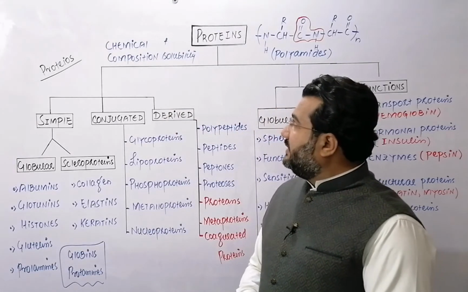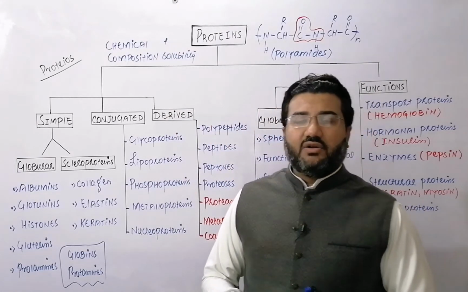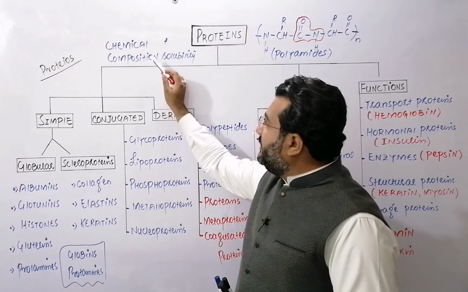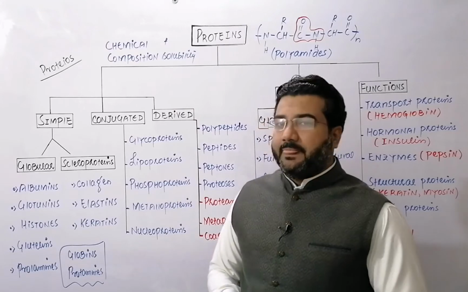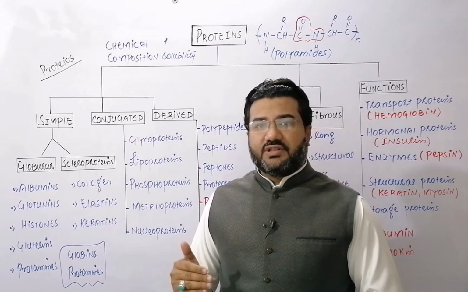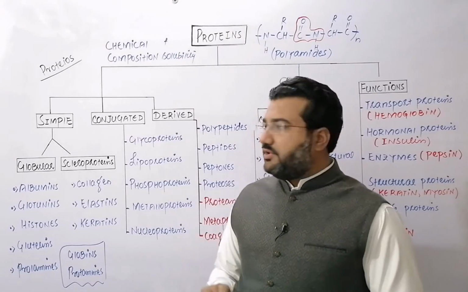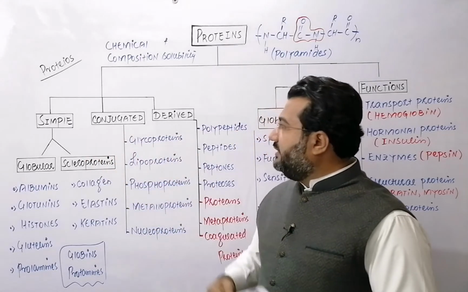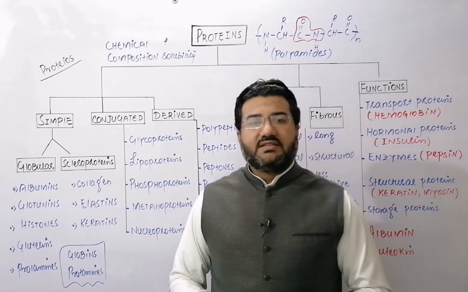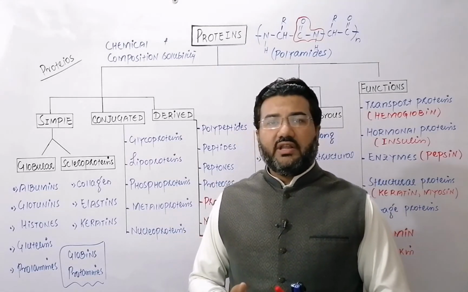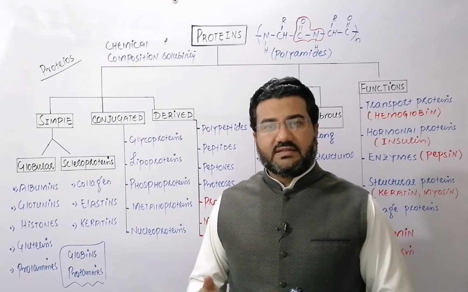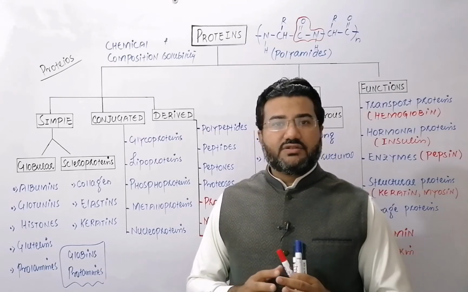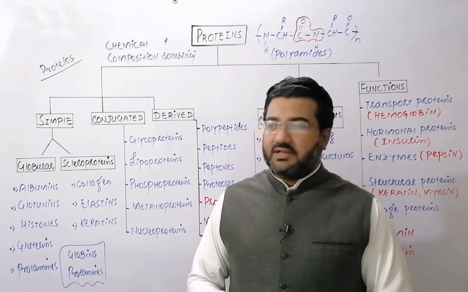Now dear students, proteins can be classified on different bases. For example, the first one is chemical composition and solubility. On the basis of chemical composition and solubility, proteins are of three types: simple, conjugated, and derived proteins. Simple proteins are those that only consist of amino acids, and there is no non-protein part in them, or you can say there is no prosthetic group in them.